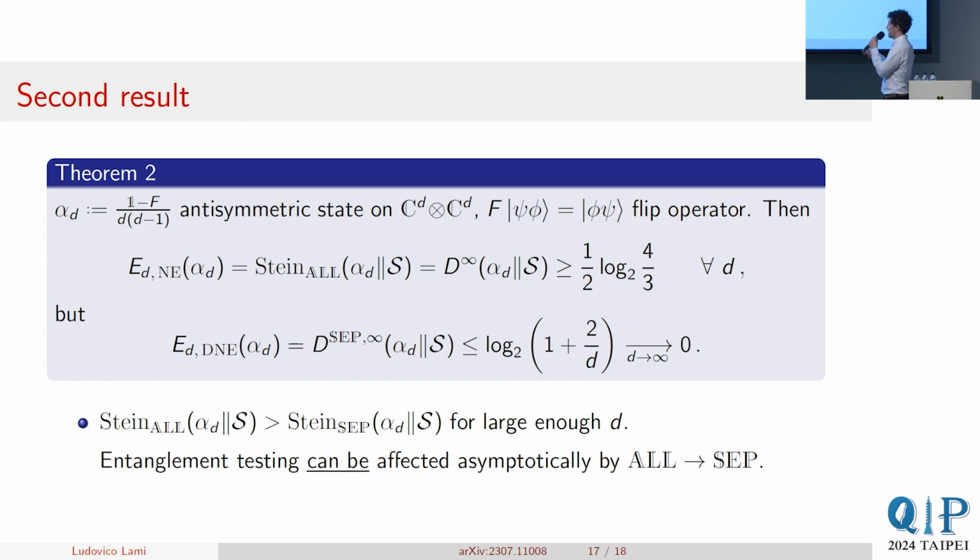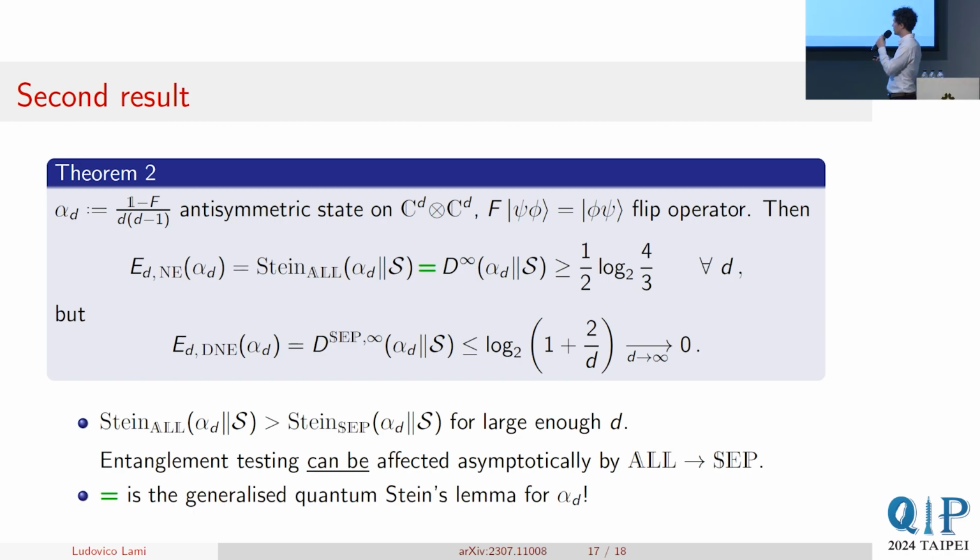Right, so in particular, there is a gap for large enough d, because 1/d goes to 0, so that the Stein exponent under separable measurements, which I should have written here, goes to 0, but the Stein exponent with all measurements doesn't. And this shows that entanglement testing can be affected asymptotically by this restriction. And I also want to stress that this equality here is exactly the generalized quantum Stein's lemma for the antisymmetric state. Okay, so in this particular case, we can prove it.